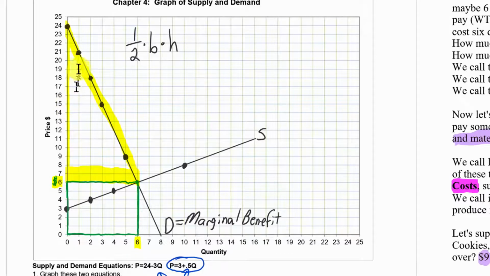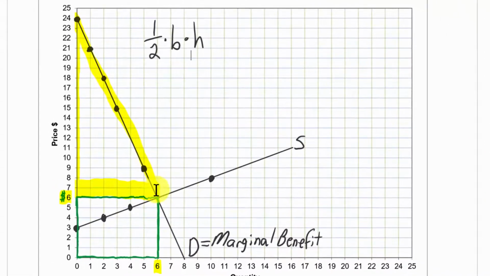And what we'll need to do is take the area of that triangle and then add it to the area of the rectangle on the bottom. But we already know the area of that rectangle on the bottom. That's total revenue. So let's focus on the yellow triangle. What's the base? Well, it starts over here at 6 and goes down to 0. So 1, 2, 3, 4, 5, 6.